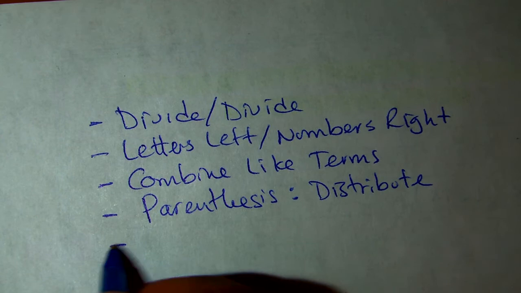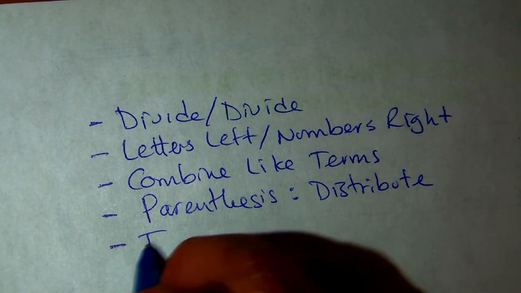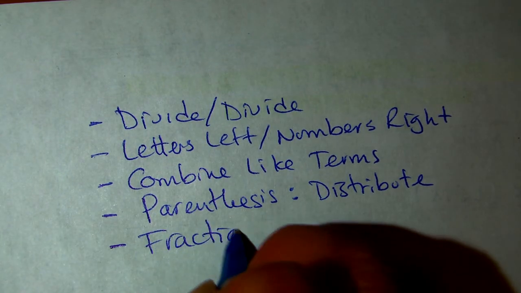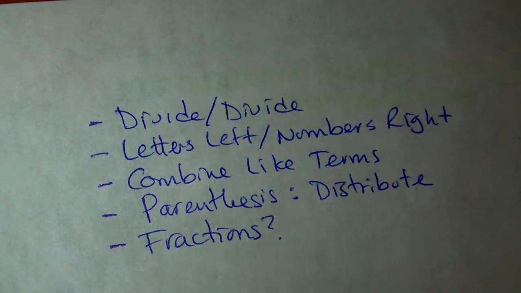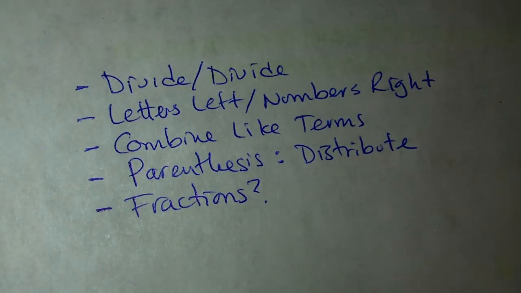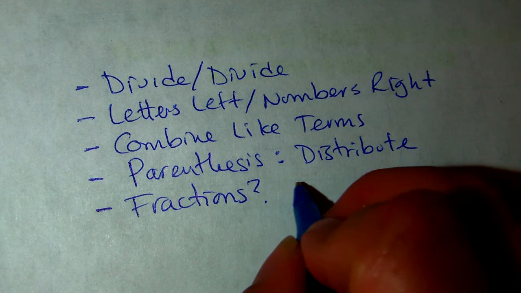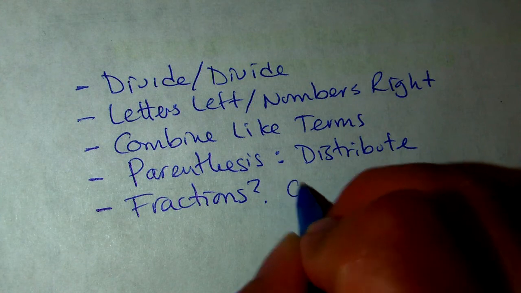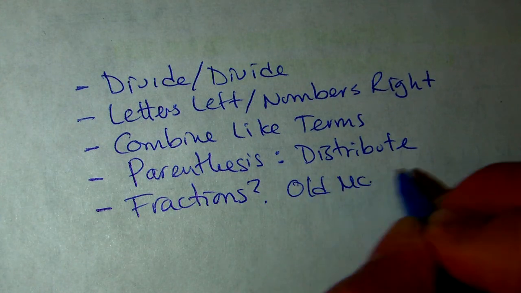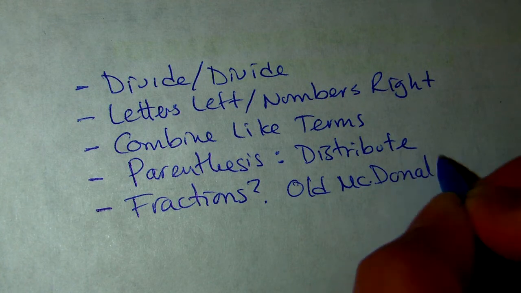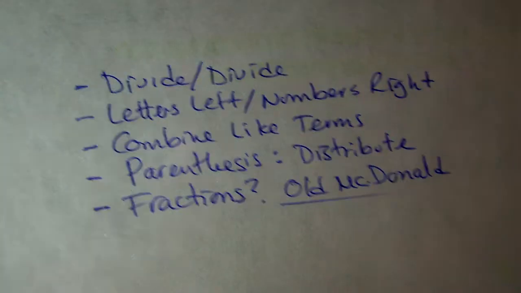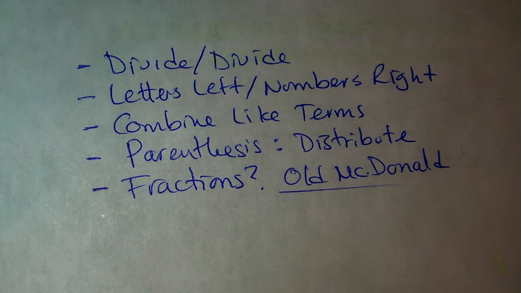So the last step, do we have fractions? Yes. So what do we do? There's a method, and we usually use Old MacDonald. I don't know if you remember that little song. It goes something like this. Old MacDonald had a farm, E-I-E-I-O. And then with a moo-moo here, with a moo-moo there, it's a song about the farm animals.